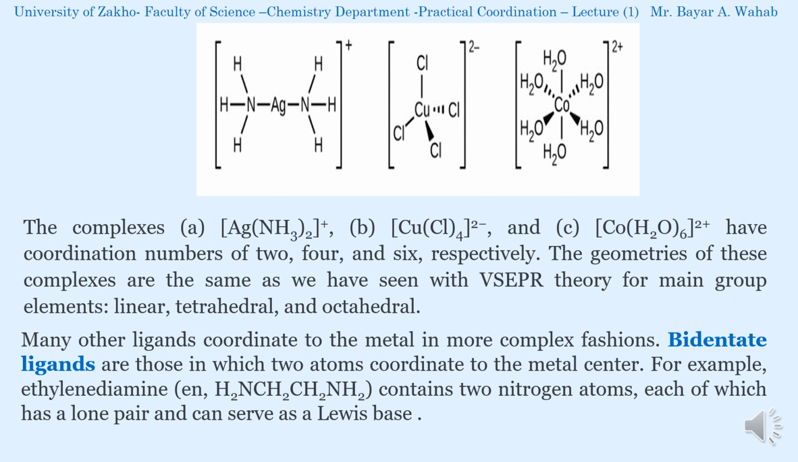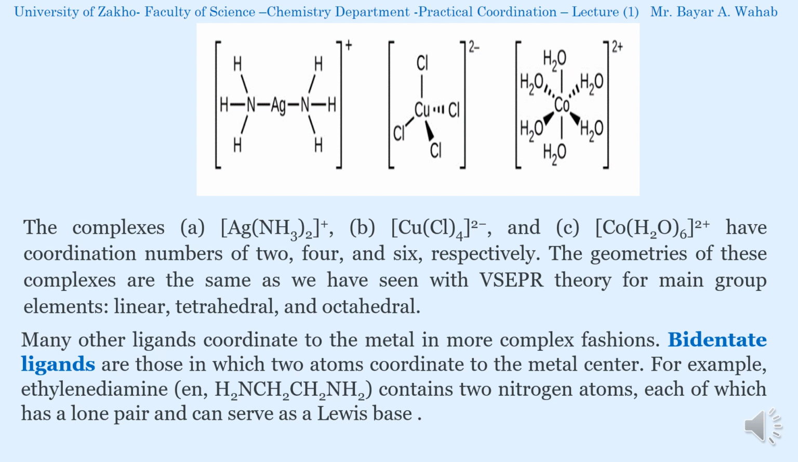But we have other types of ligands. Many other ligands coordinate to metal in a more complex fashion. These are called bidentate or polydentate ligands, in which 2 or more atoms coordinate to the metal center. For example, ethylene diamine, abbreviated as en. This is considered a bidentate ligand.